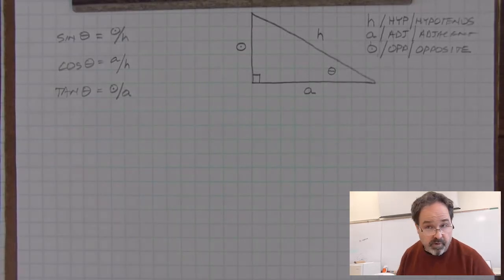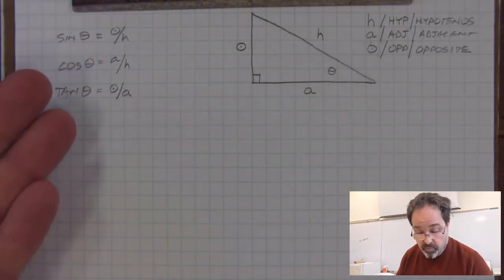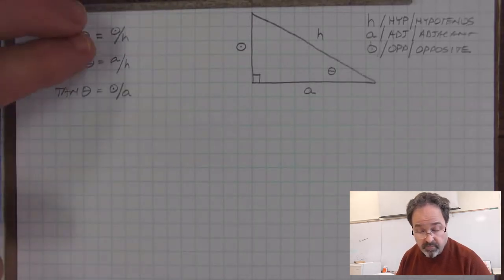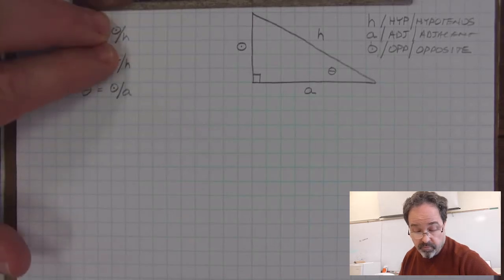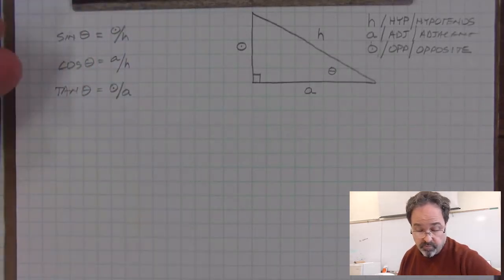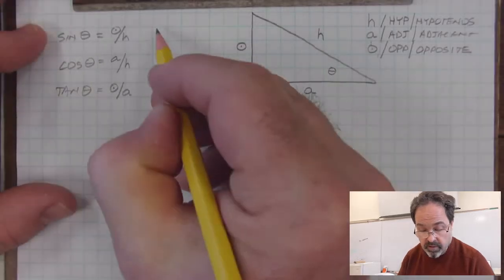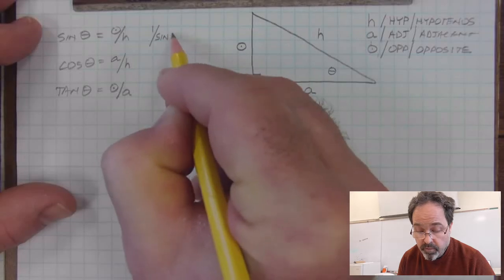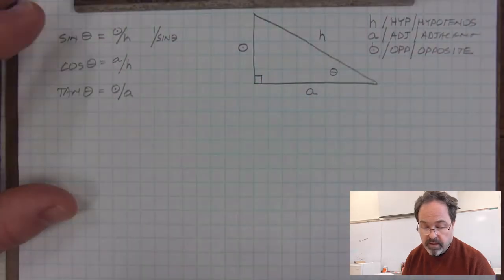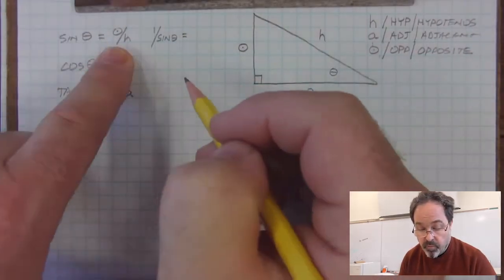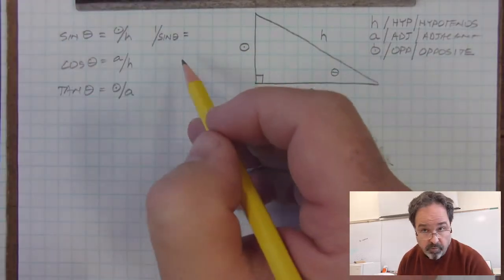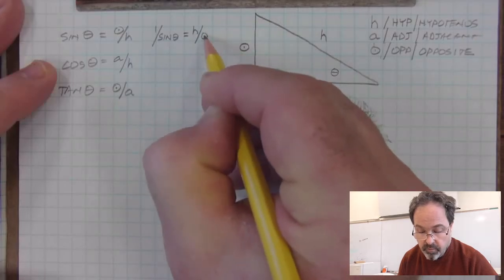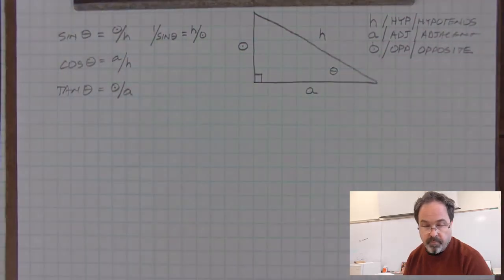There are three sides to a triangle, and there are three fundamental ways to make ratios out of these, but there are three others that can be created if we simply take the reciprocals of these ratios. Reciprocal is switch numerator and denominator. We could take the reciprocal of sine and quite literally show it as 1 over sine of theta. And that would be equal to the reciprocal of sine's ratio, H over O.